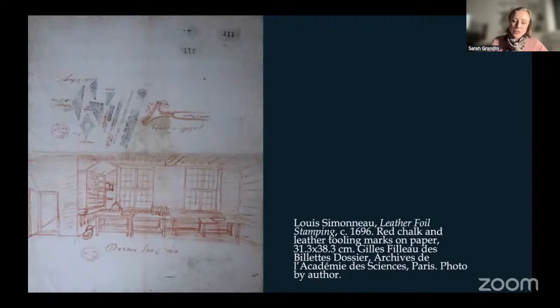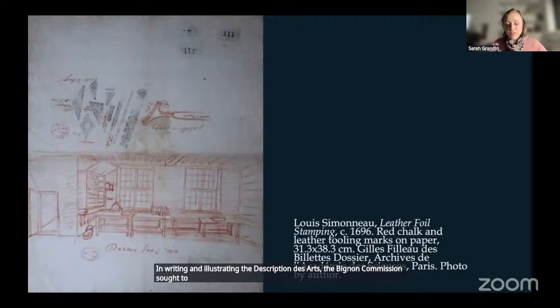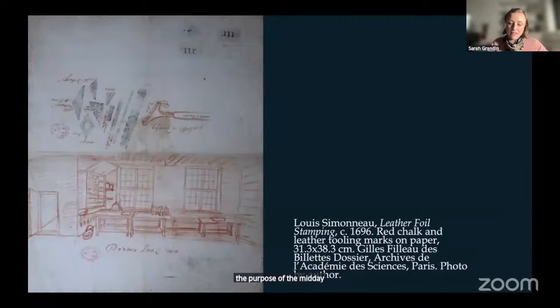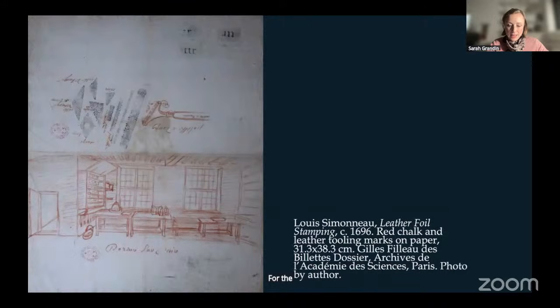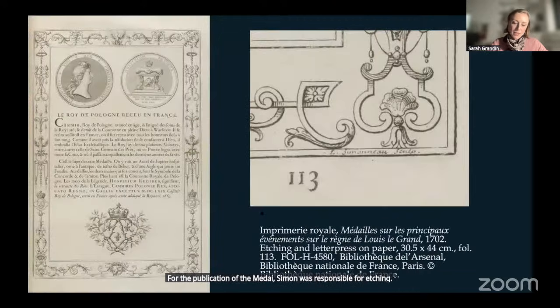In writing and illustrating the Description des Arts, the Bignon Commission sought to produce an account of the perfection the arts achieved during Louis XIV's reign. The purpose of the médaille was to record the events of the Sun King's lifetime and to show through its very form, its beauty, its perfection, the great heights artistic production had attained under the king's patronage. For the publication of the médaille, Simonot was responsible for etching the 28 ornamental plates after designs by Bérain.